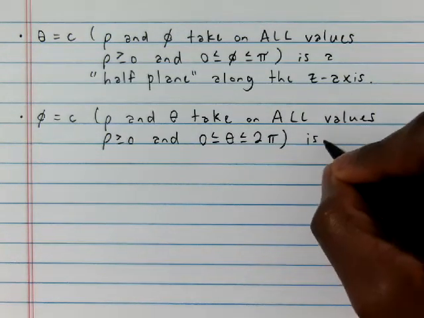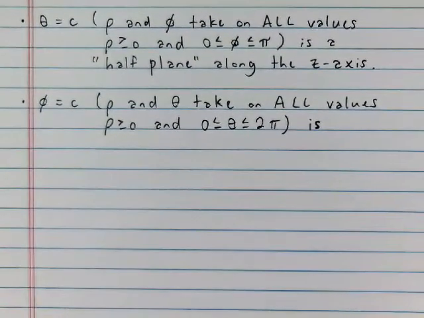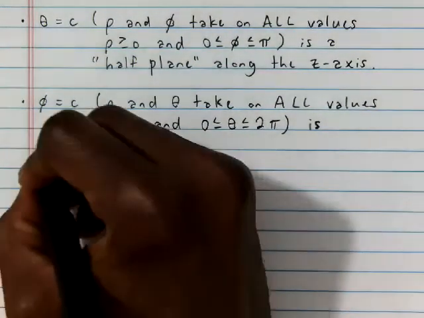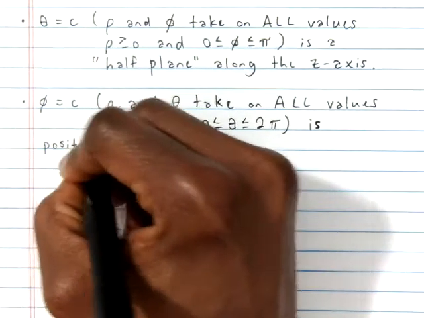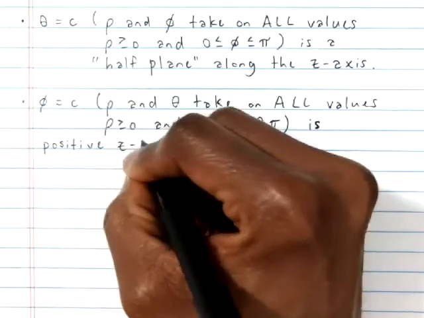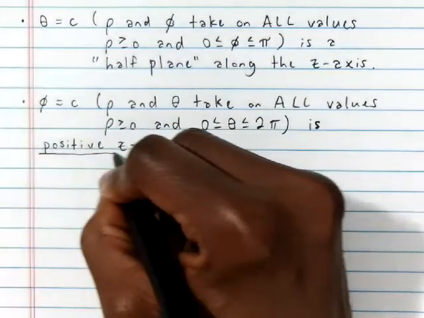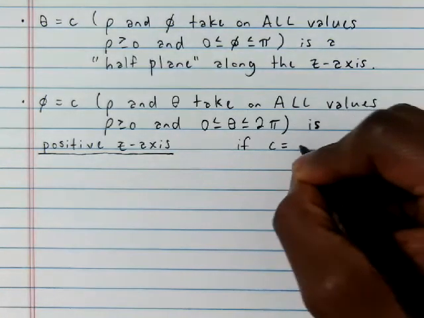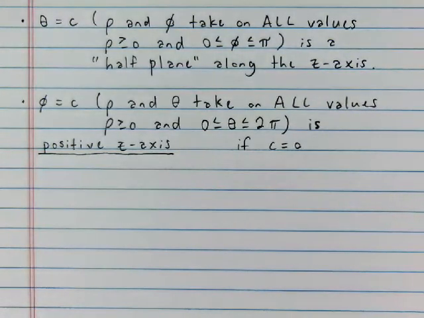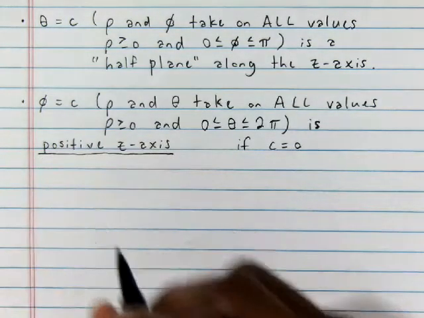So for this one, we have some different cases as to what we're going to encounter. First thing we'll get is the positive z-axis if c is equal to 0. We'll now go over a couple of these.